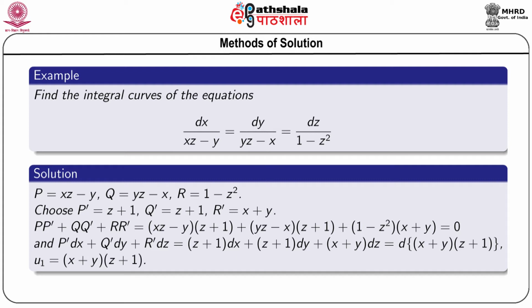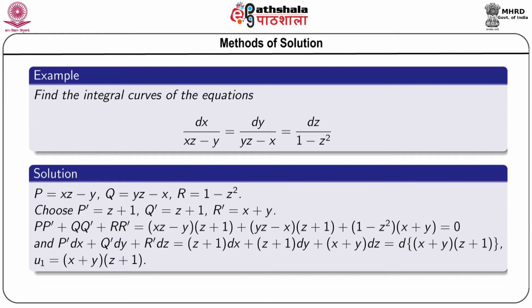Suppose we have to find integral curves of this simultaneous equation. For this equation, p is xy minus z, q is yz minus x and r is 1 minus z square, and we choose p dash, q dash, r dash in such a way that p dash plus q dash plus r dash equals 0, and p dash dx plus q dash dy plus r dash dz must be an exact differential.